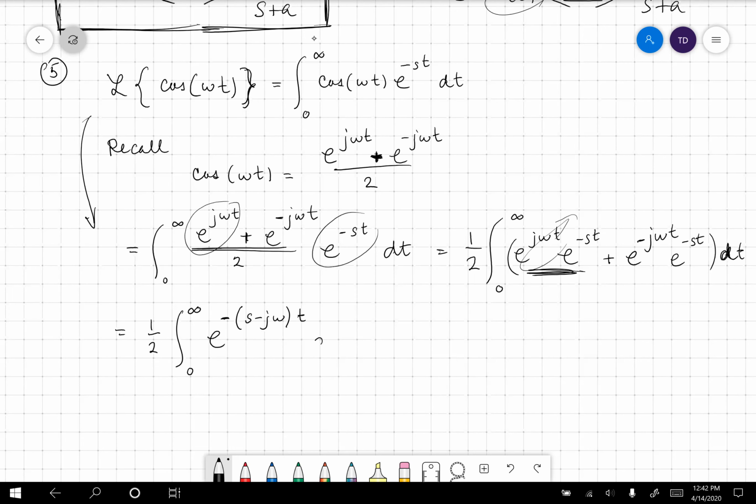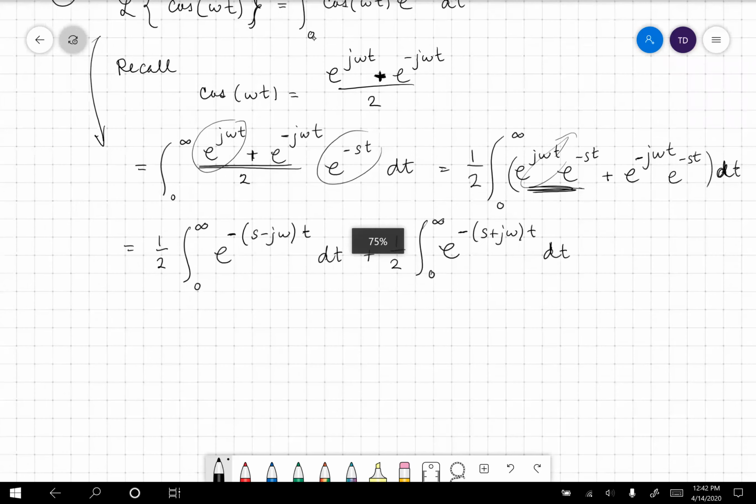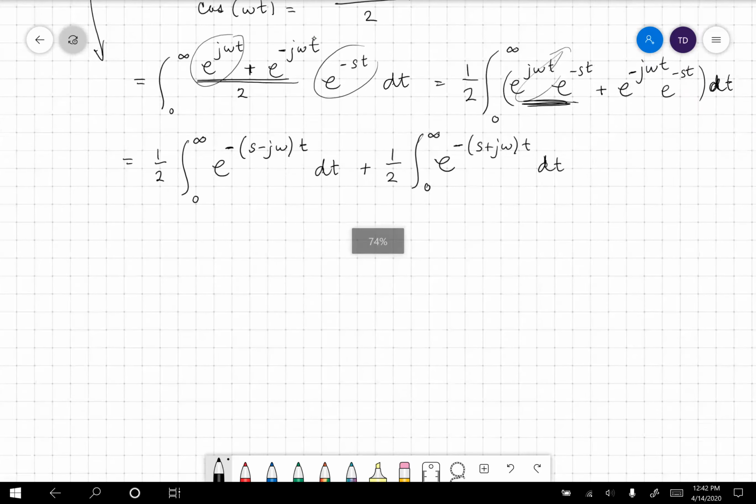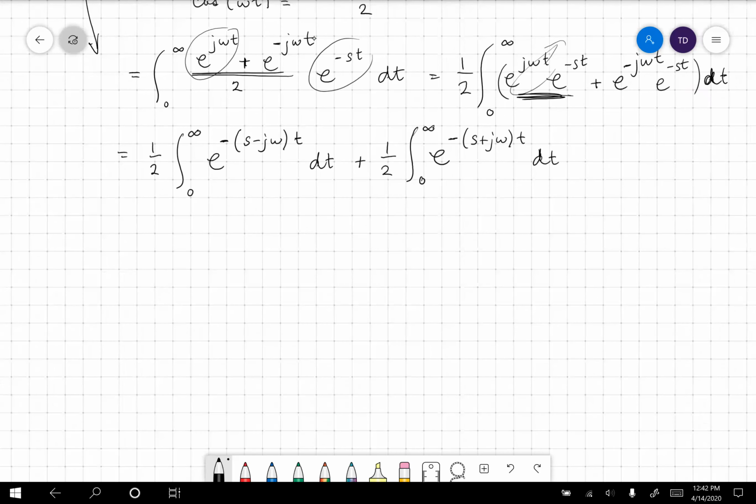So all of that, dt, plus 1/2 integral 0 to infinity, and that's going to be e to the minus, and then I'm going to have an s plus j omega t dt. And now I'm going to integrate those. Those are just two exponentials. And yeah, they've got complex garbage up in the exponents, but we can deal with that.